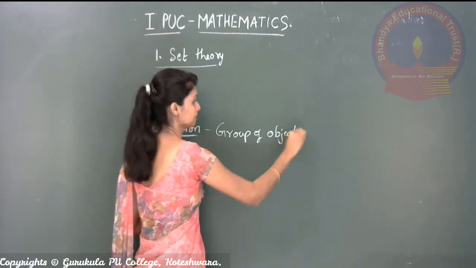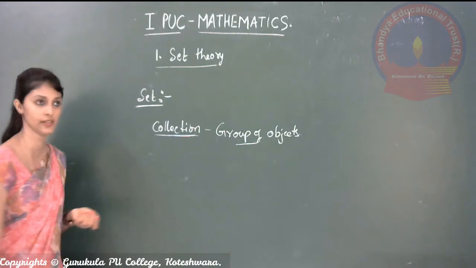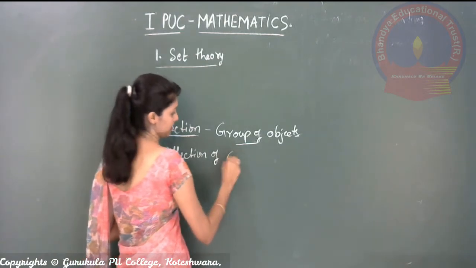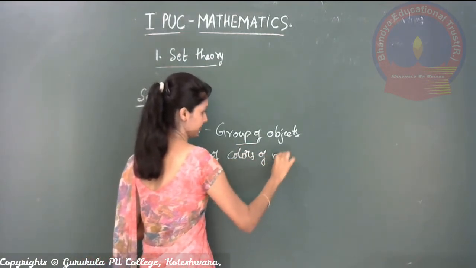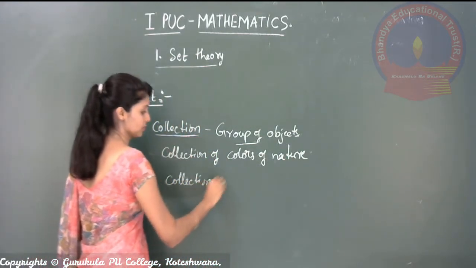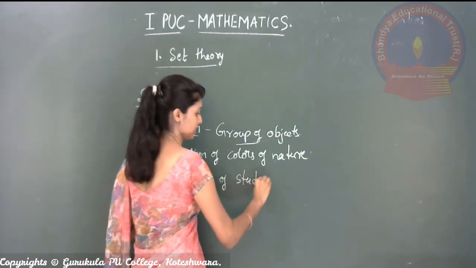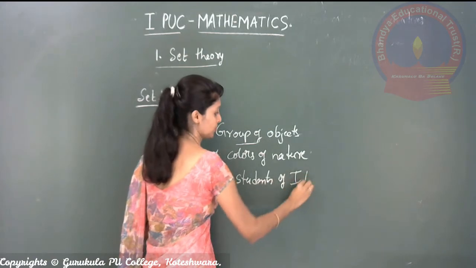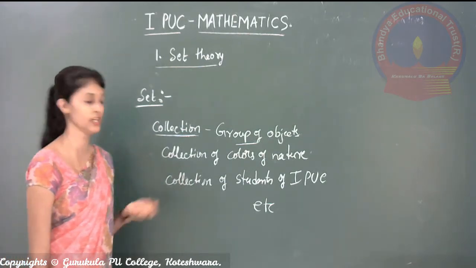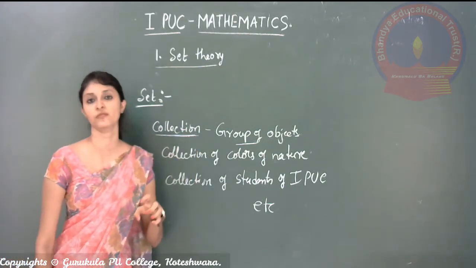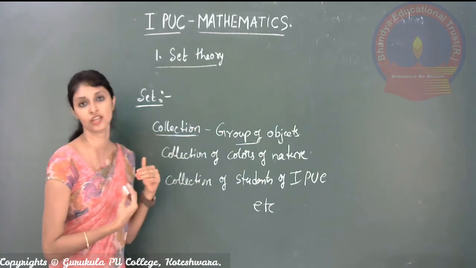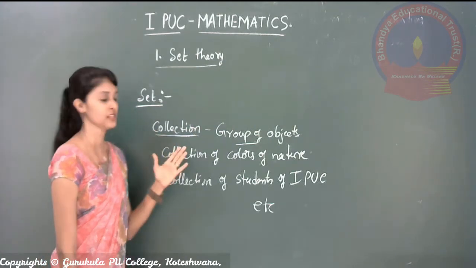We are calling them a collection. Say for example, ಏನು ಹೇಳ್ತೀವಿ, collection of colors of nature, ಅಥವಾ ಏನು ಹೇಳ್ಬೋದು, collection of students of first PUC, etc. All these are just collections ಅಂತ ಹೇಳ್ಬೋದಲ್ವಾ. ಏನು collection ಅಂತ ಹೇಳಿದ್ರೇನು? Some group of objects. ಅದರಲ್ಲಿ one or more than one objects ಇರುತ್ತೆ. So just the collections ಅನ್ನು ನಾವು ಏನು ಅಂತ ಹೇಳುವಂತದ್ದು, group of objects ಅನ್ನು ಏನು ಅಂತ ಹೇಳುವಂತದ್ದು, just the collection of objects.